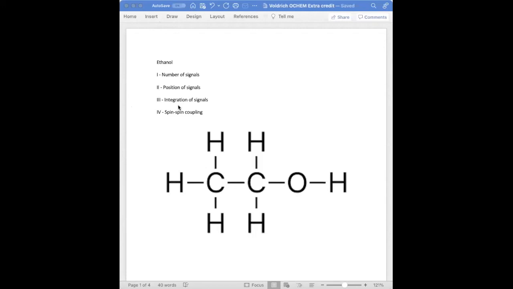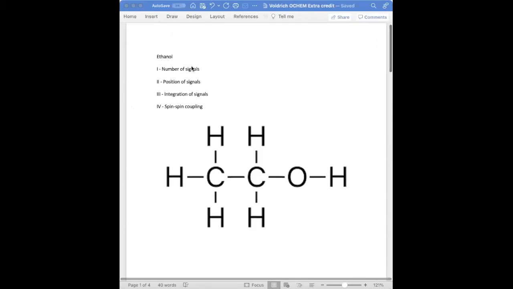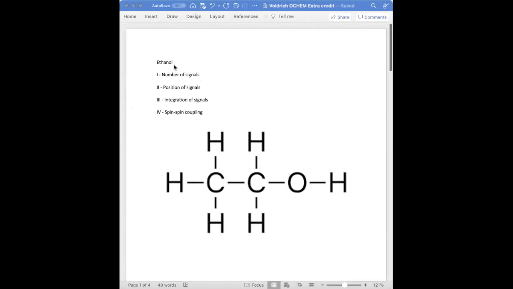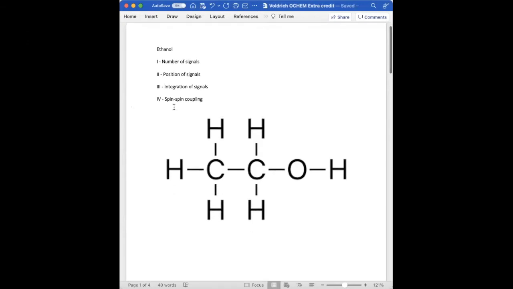Hello, OChem2 students. Today I'm going to be showing you how to do NMR and interpret NMR from two different examples using ethanol and aspirin. We're going to talk about four things: the number of signals that ethanol and aspirin have, the position of the signals, the integration of the signals, and the spin-spin coupling.